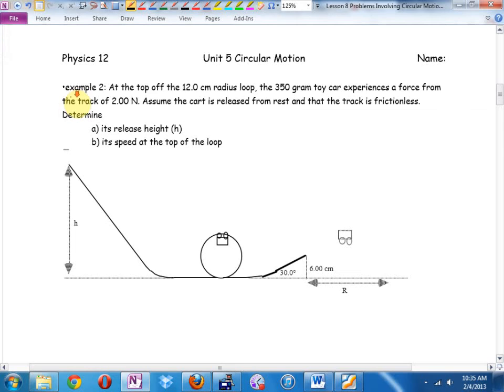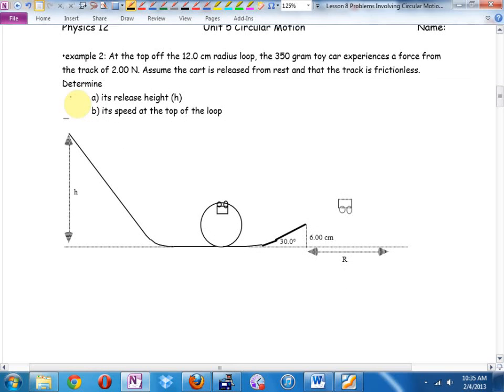Example 2. Here's your toy car. Here's your Hot Wheels little loop-de-loop set. So at the top of a 12 centimeter, nice try, 0.12 meter radius loop, a 350 gram, nice try, 0.35 kilogram toy car experiences a force from the track of 2 newtons. Assume the car is released from rest and that the track is frictionless. A, find its release height. B, find its speed at the top of the loop.